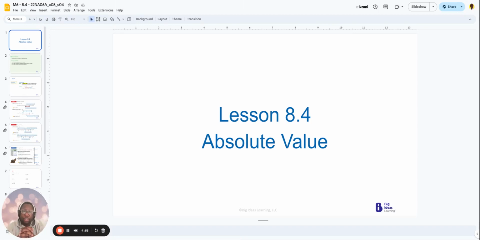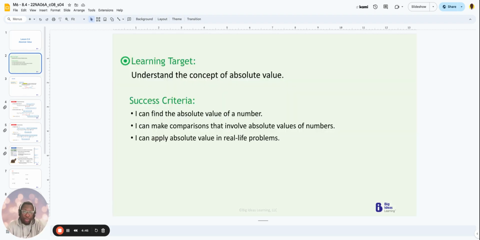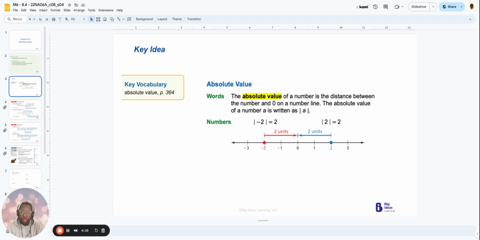We briefly talked about this in class, and remember that absolute value is merely the distance from zero as we're dealing with integers. So let's take a look at it. Let's first go through our criteria for success for today. By the end of today's lesson, you should, one, be able to find the absolute value of a number. You should be able to make comparisons involving absolute values, and then finally apply those absolute values in real life problems.